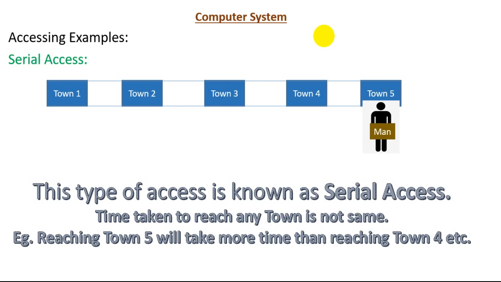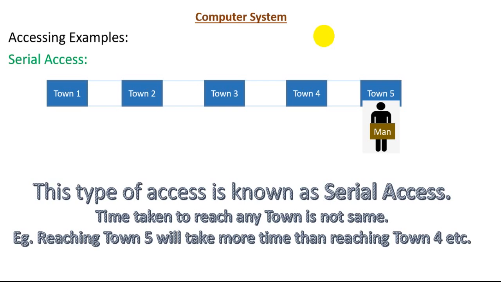If I want to go to town 2, it will take a little bit longer, because I have to pass town 1 and go to town 2. Because I have to serially access town 2. Then I have to go to town 3. I have to serially access town 3. I have to go to town 1, then town 2, and then go to town 3. Okay, same way town 4 and town 5. So that is why this is called serial access. Okay, this is what serial access means.